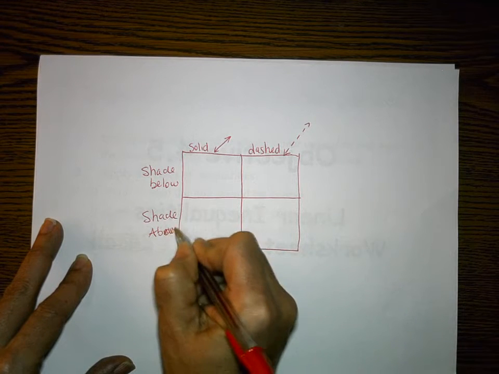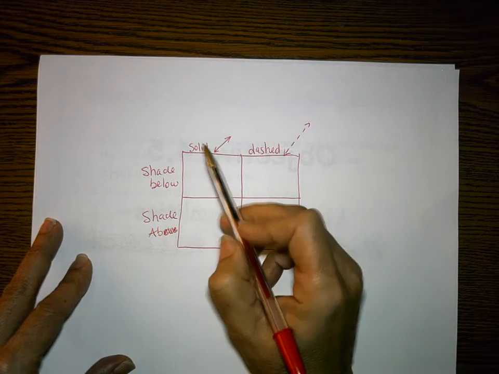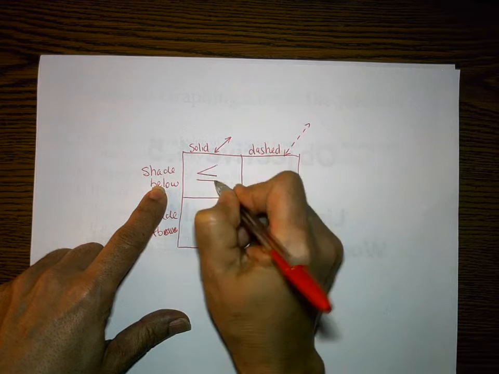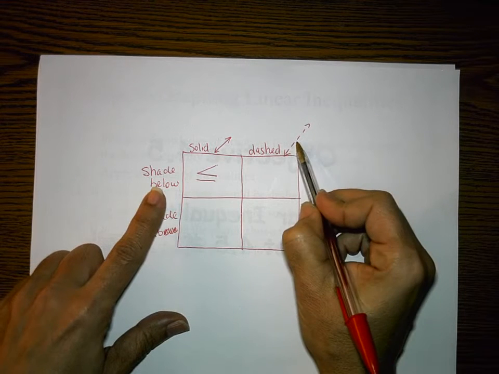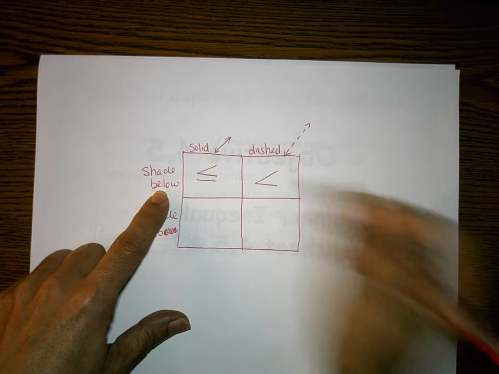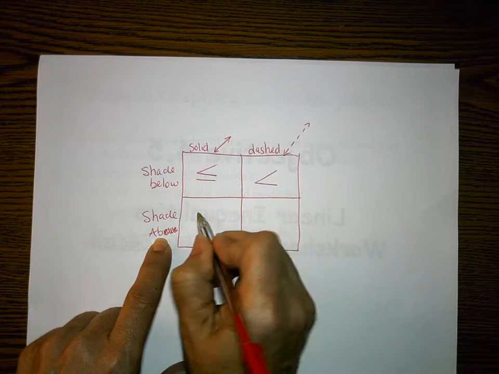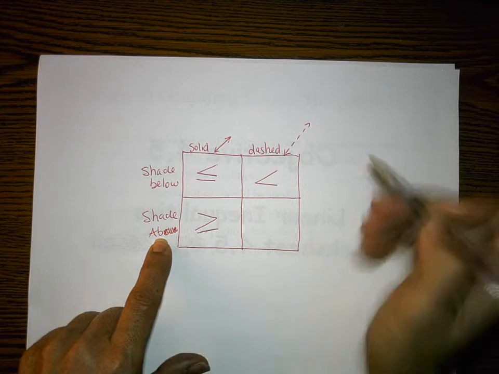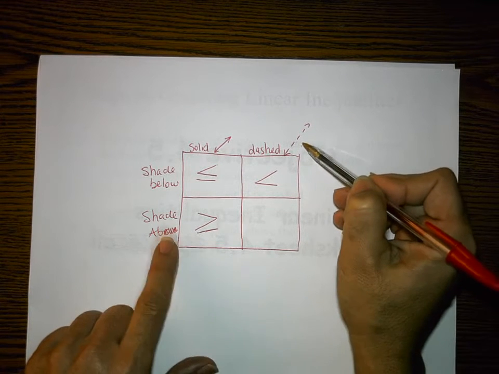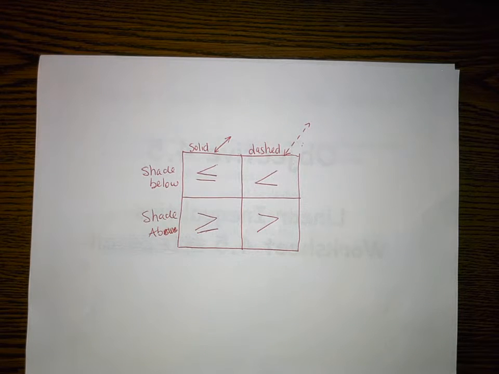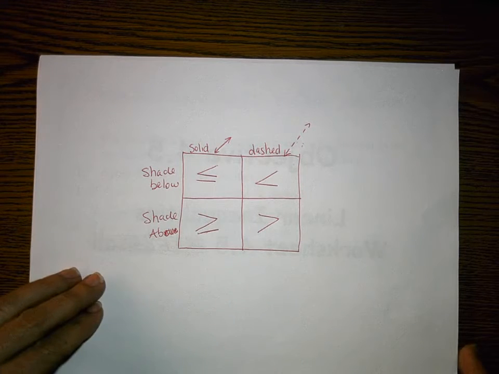And sometimes you're going to shade below, and sometimes you're going to shade above the line. When am I going to do a solid line and shade below? Well, that's when I have a less than or equal to. When am I going to do a dashed line and shade below? When I just have a less than. When am I going to do a solid line but shade above? When you have a greater than or equal to. And when am I going to do a dashed line but shade above? When I just have a greater than. So we'd add this little formula, it's like abbreviated notes to our formula sheets, so we can always have it right there in front of us to use it, okay?